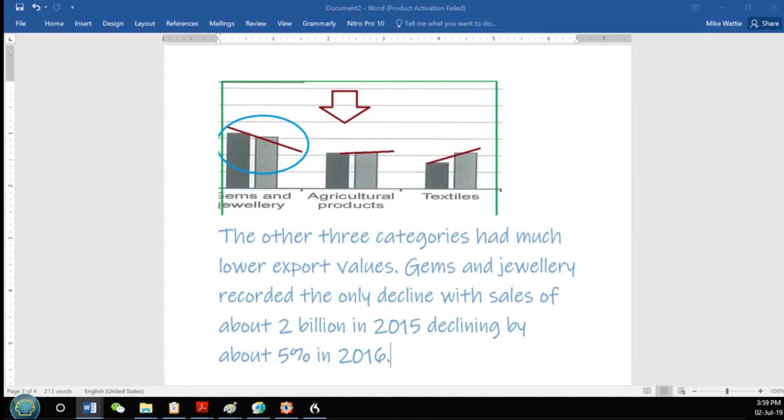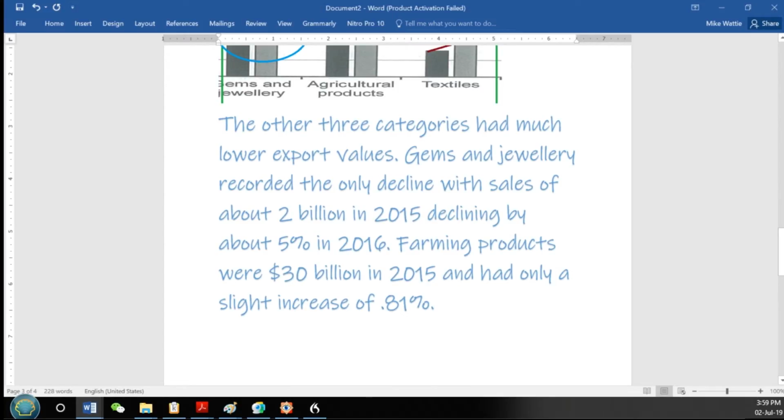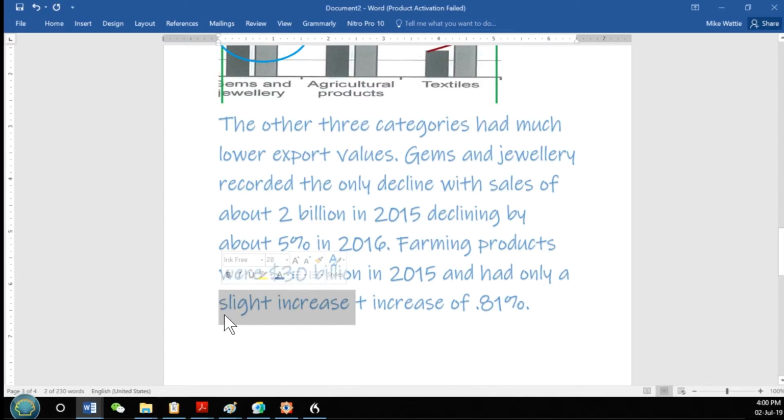Okay, let's now look at our second category. Farming products were $30 billion in 2015 and had only a slight increase of 0.81%. Okay, so we've got slight increase, so again modifying our verb is helpful. Modifying our verb helps to add precision. It also helps to communicate the information to the reader more effectively.